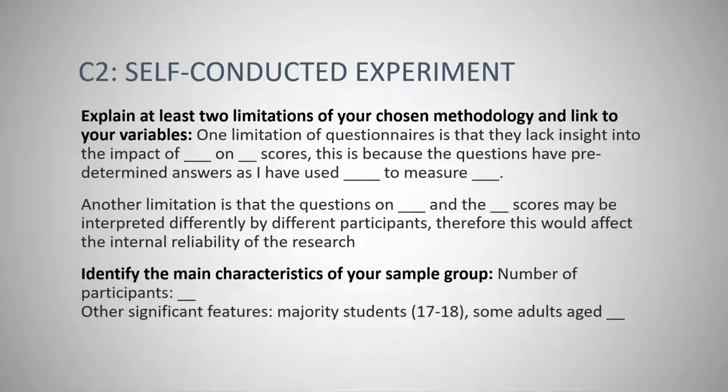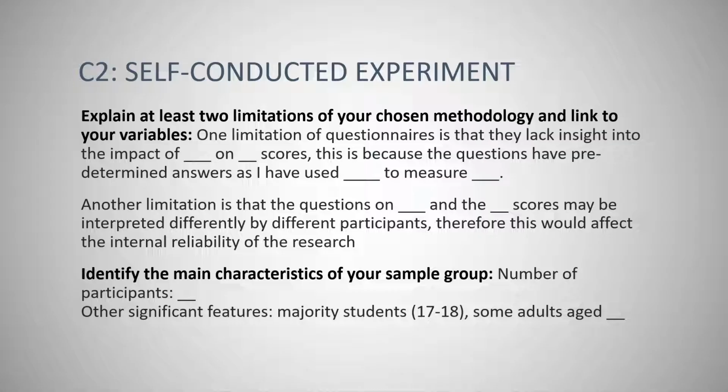So explain at least 2 limitations of your chosen methodology and link to your variables. One limitation of questionnaires is that they lack insight into the impact on something scores. This is because the questions have predetermined answers as I have used something to measure something else. Another limitation is that the questions on something and the something scores may be interpreted differently by different participants. Therefore, this would affect the internal reliability of the research.